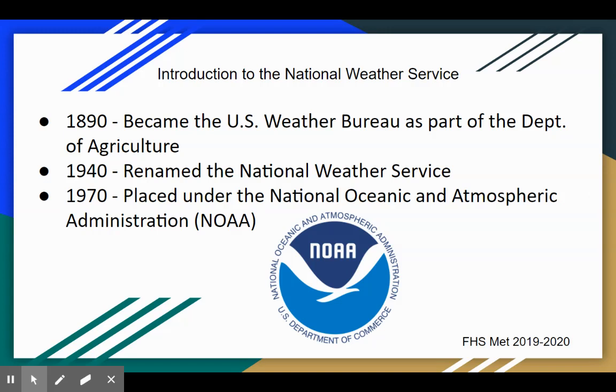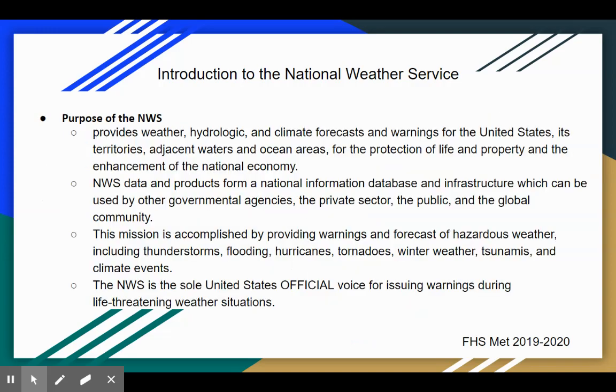Then in 1940, it was renamed the National Weather Service, and in 1970, it was placed under NOAA, the National Oceanic and Atmospheric Administration. And we'll refer to NOAA quite a bit throughout this class. You can see the seal of NOAA down there at the bottom of the PowerPoint.